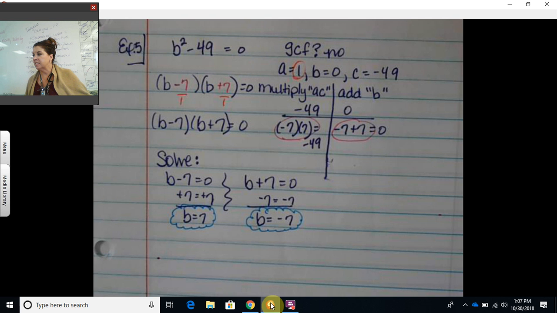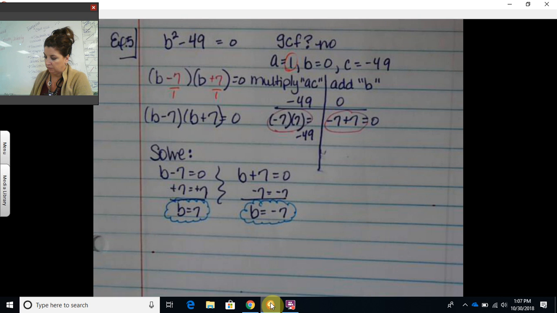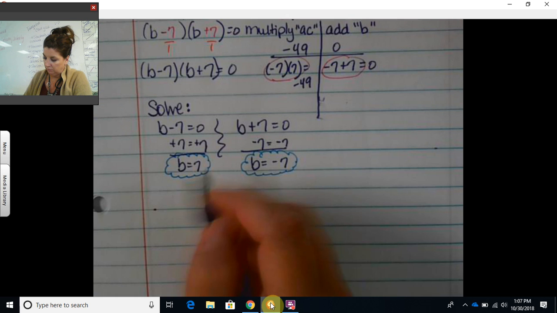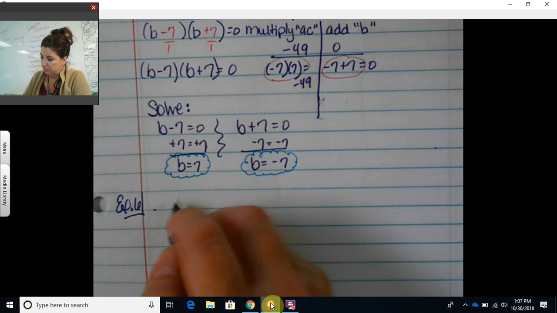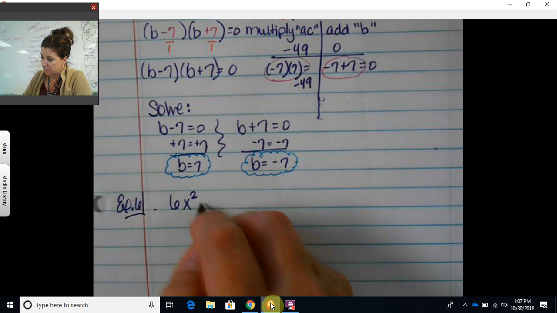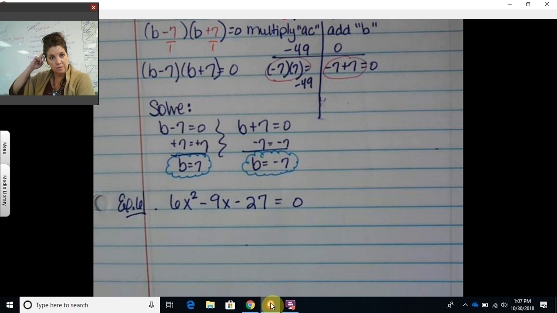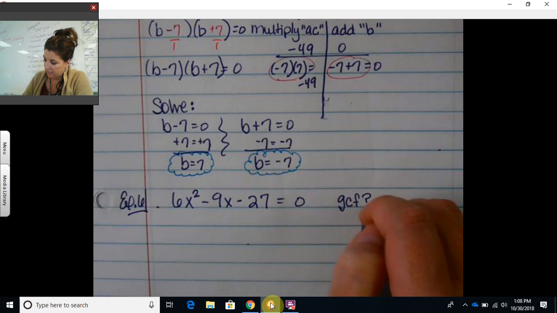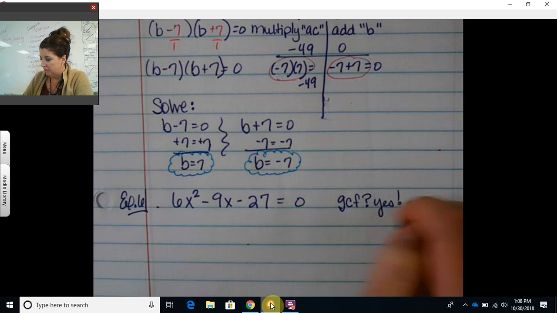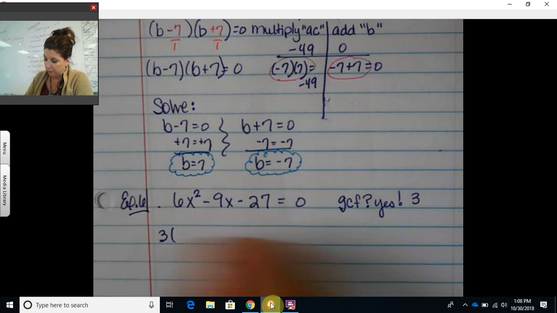Alright, last example. Example 6. 6x² minus 9x minus 27 equals 0. Is it set equal to 0 and in standard form? Yes. Is there a greatest common factor? What is it? 3. Sweet. We gotta factor it out. Put a 3 outside your parentheses.